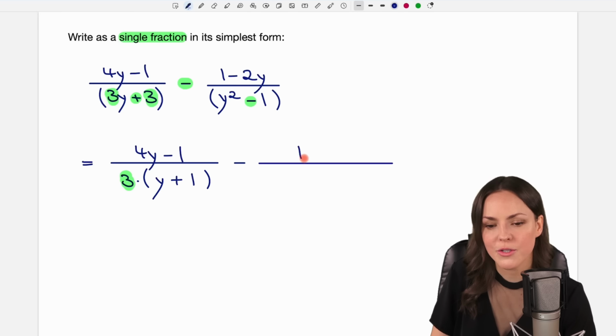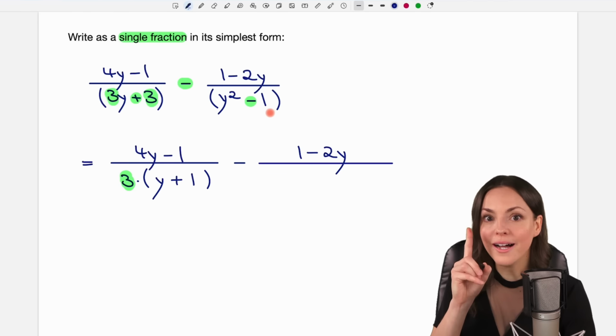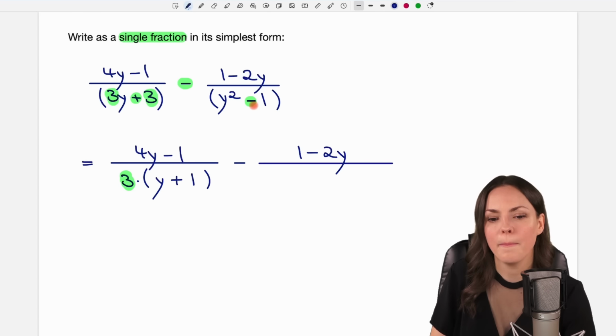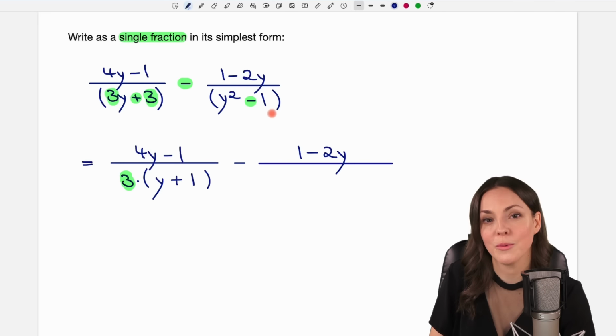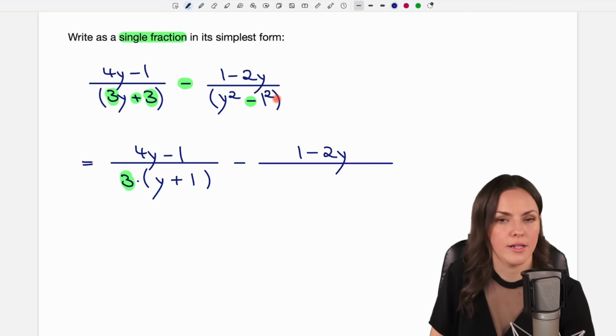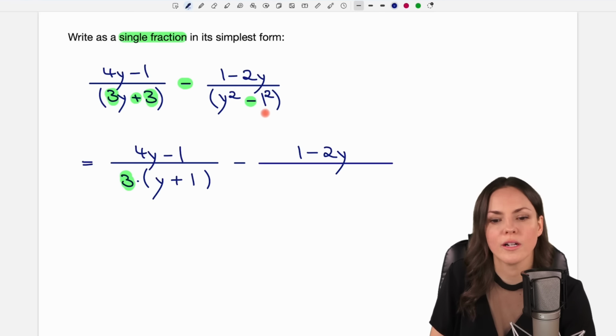So we leave the numerator as it is, and now we try to factor things out. Well, it doesn't work here because there are no repeating elements in here, but we have y squared minus 1. Something squared minus something else. Take a closer look if you might have a difference of squares here. And we do, because the 1, we can write it as 1 squared as well. 1 is the same as 1 squared.